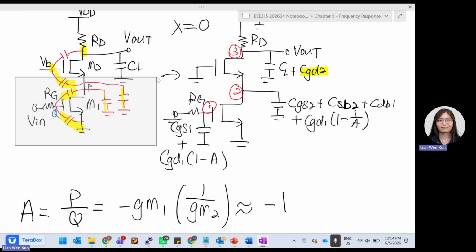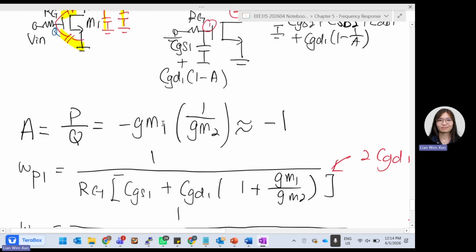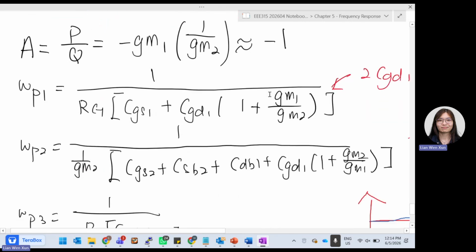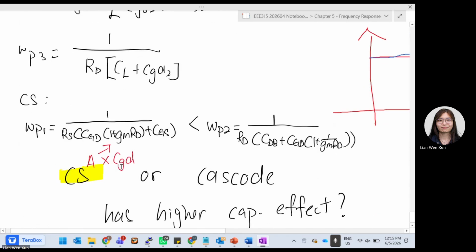Negative GM1 is for sure, but what exactly is the RD? The RD is the output point resistance. From the output point, you will only see one resistor, which is from the source of M2 to the drain of M2, 1 over GM2. So we can say the gain is negative GM1 over GM2. You substitute this gain inside, then you complete your omega P1, omega P2, omega P3.